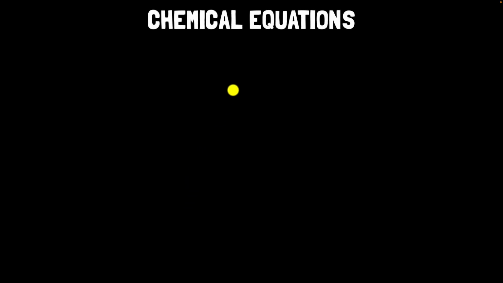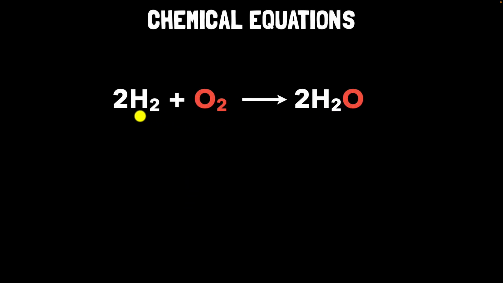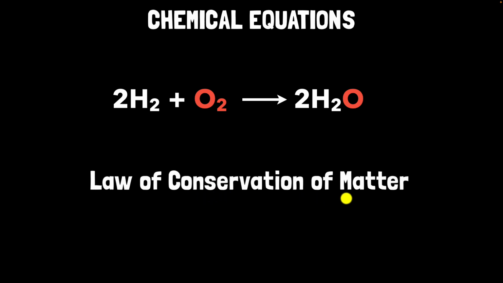Chemical equations are the most efficient way to communicate chemical reactions. For example, this equation communicates that hydrogen reacts with oxygen to produce water. But the important thing about chemical equations is they should obey the law of conservation of matter, which says matter can neither be created nor destroyed. Meaning in chemical equations or chemical reactions, atoms can neither be created nor destroyed.